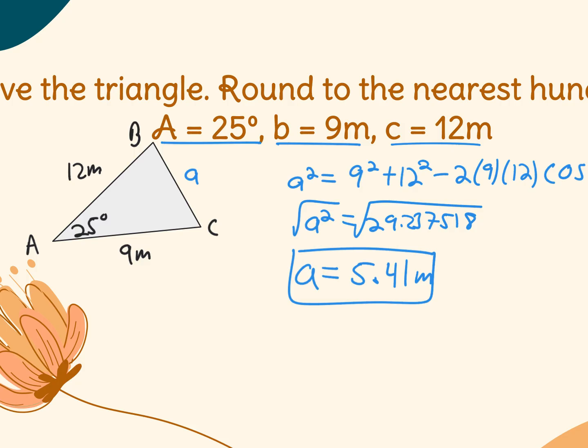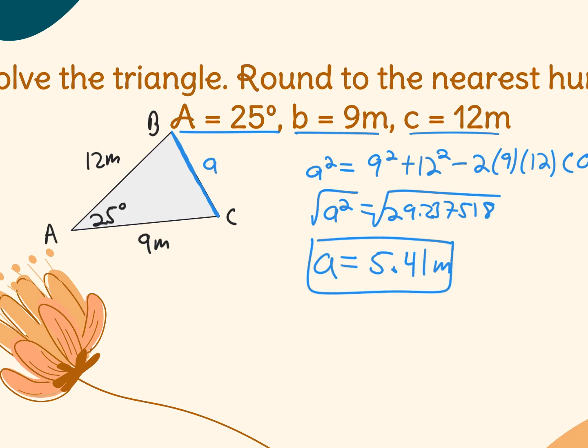We don't do plus minus, so. Okay, good point. Yeah, so since we're just talking about measurements, there's no negative measurements here, so you're just going to take the positive. You can't really have a negative meter. But good point. All right, what else is missing? Good, angle B and angle C.